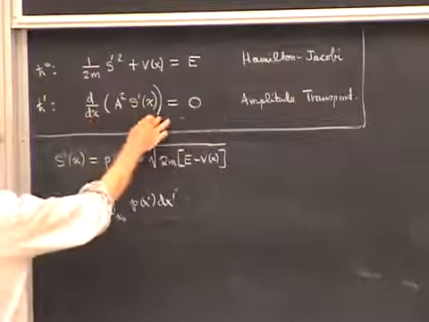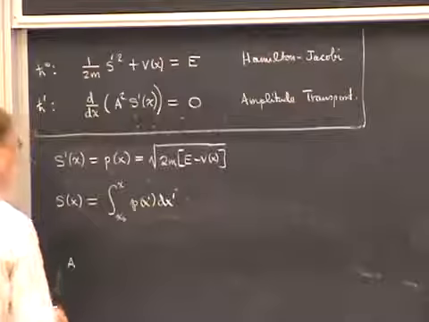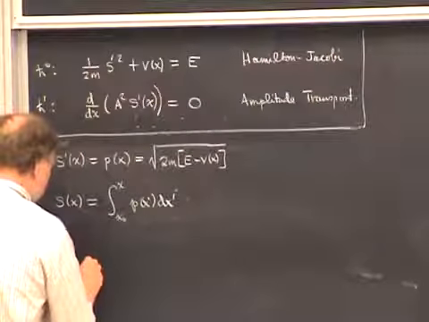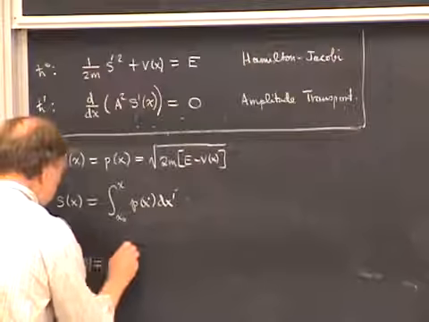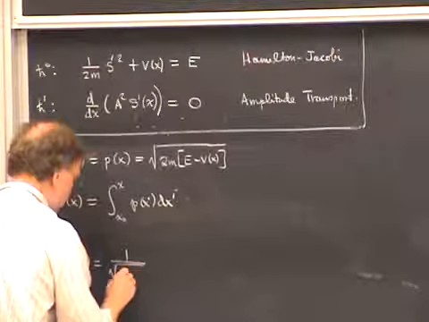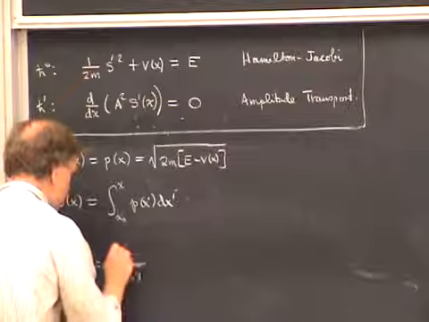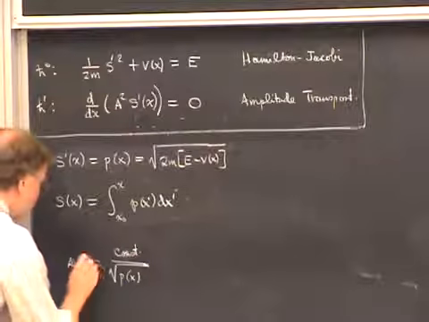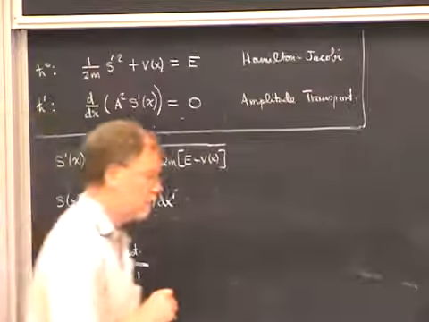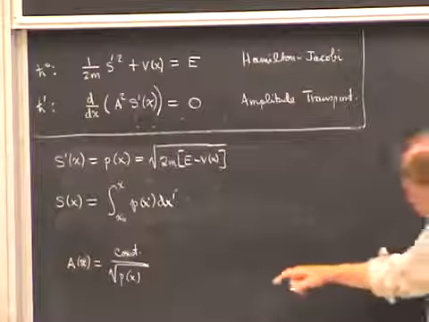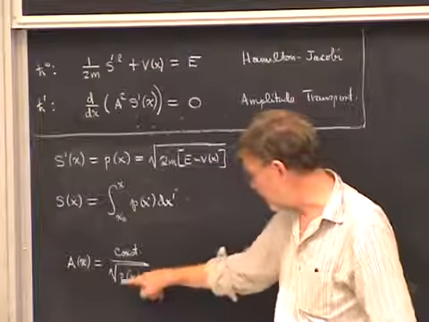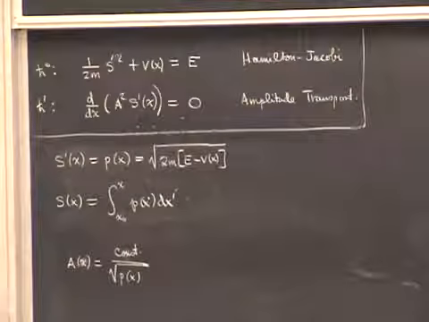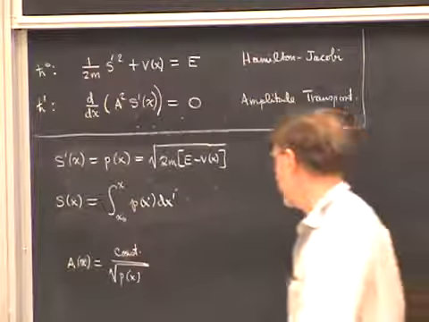And as far as the amplitude transport equation is concerned, it says that A squared is 1 over S prime, 1 over the momentum. So A of x is equal to 1 over the square root of the momentum p of x times a constant, like this. And that's the solution for the amplitude transport equation. If I factor a square root of mass out of the constant, it converts this momentum into a velocity. It takes it back to these classical densities that I'm talking about up here.